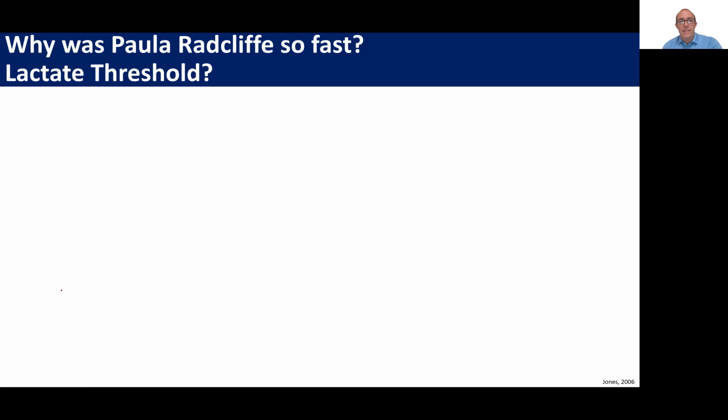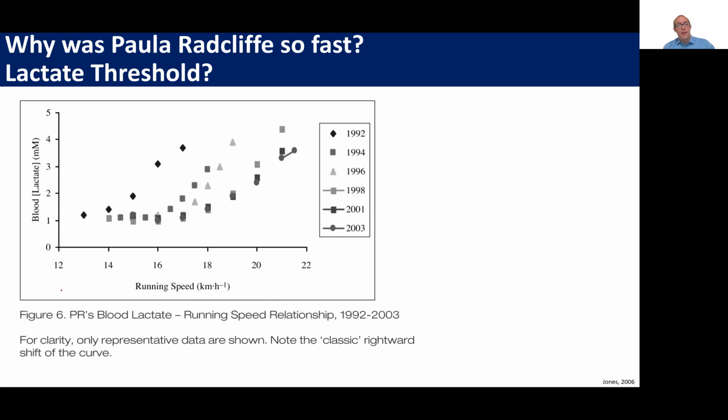Okay, what about the lactate threshold? What happens to lactate threshold? Remember, the lactate threshold represents a point where you start to have an increased contribution of anaerobic metabolism. So we have blood lactate on the y-axis, running speed on the x. So right about here in 1992, somewhere around 15 kilometers per hour is the speed at which she started to have an anaerobic contribution.